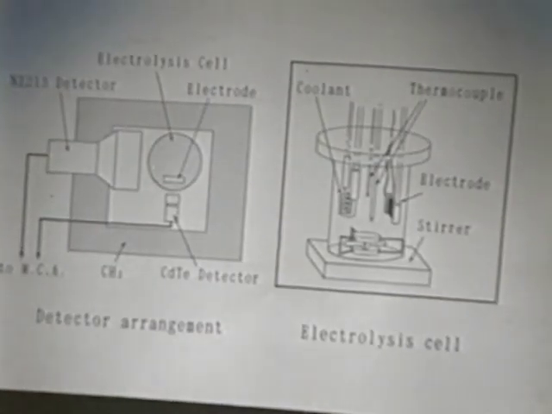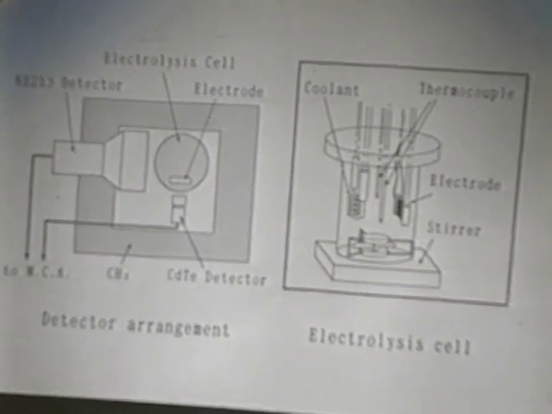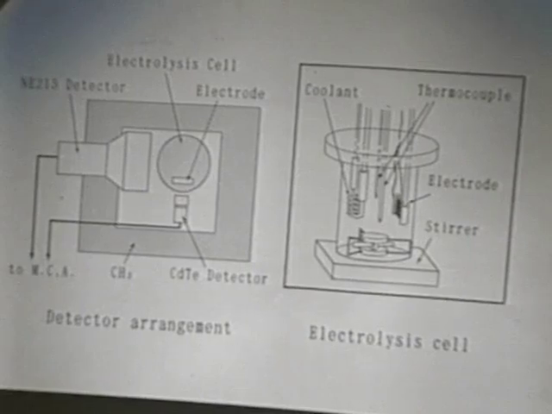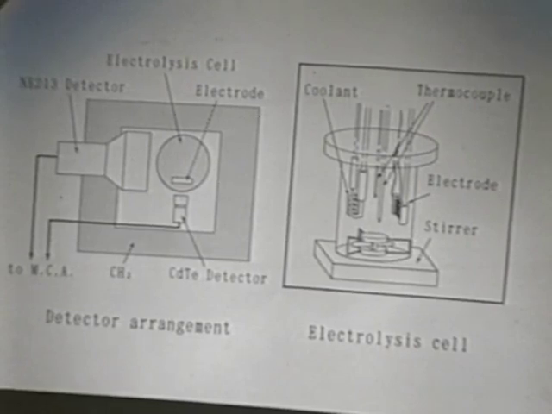If you see some detail of the system, we have a cell here, and here is the electrode. We set up the cadmium telluride detector as near as possible to avoid the attenuation of X-rays from here. And we have a neutron detector here surrounding the neutron shield. And the cells.